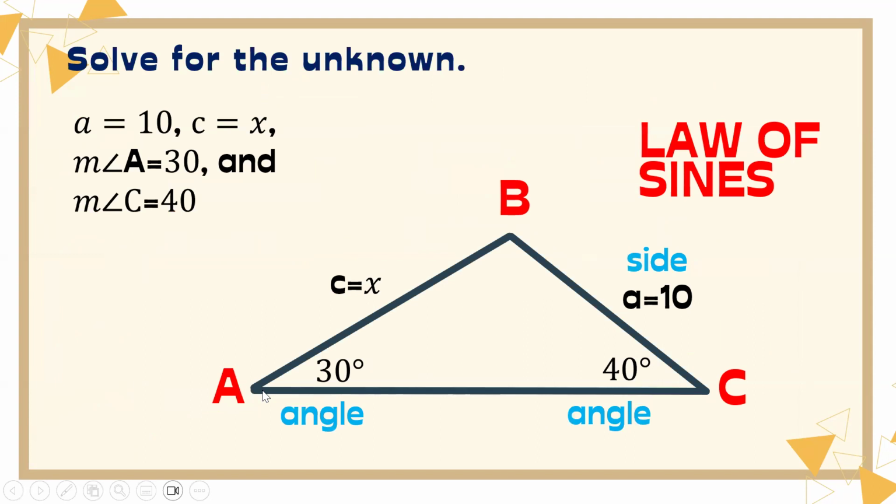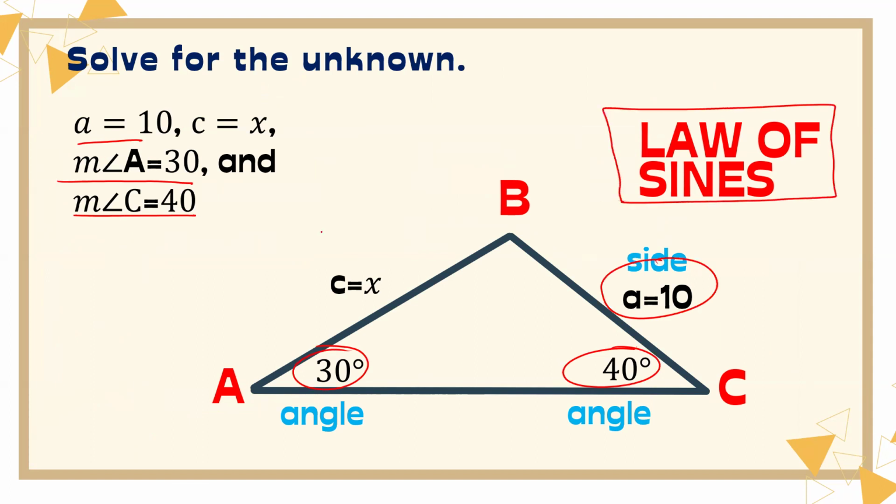Very good. So let's say we are given this triangle. We're given side A, and the measure of angle A is 30, and the measure of angle C is 40. So we have two angles and one side. Therefore, we will use the law of sines to solve for side C, right? So again, you have to know what the given information is.